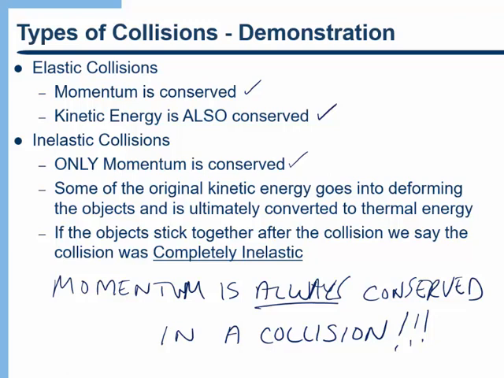If the objects stick together after the collision, then we call the collision completely inelastic. It turns out that when the objects stick together, that's when we lose the most kinetic energy. So a completely inelastic collision is simply a subset of inelastic collisions. So again, if the collision is elastic, it means that the kinetic energy is also conserved. In an inelastic collision, we lose kinetic energy because it gets transformed into some other form, ultimately thermal energy.